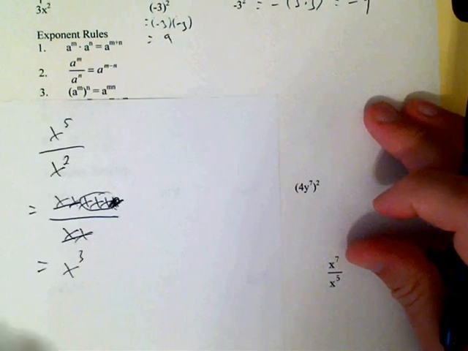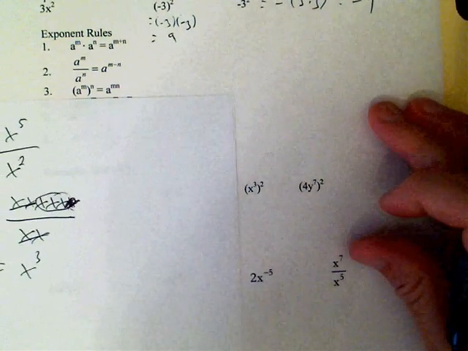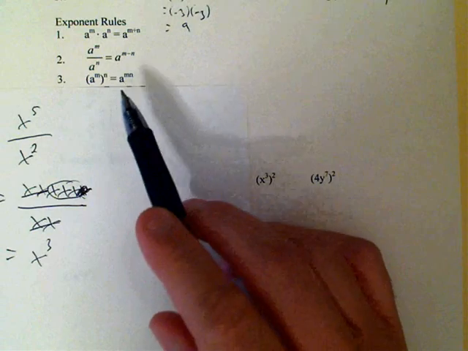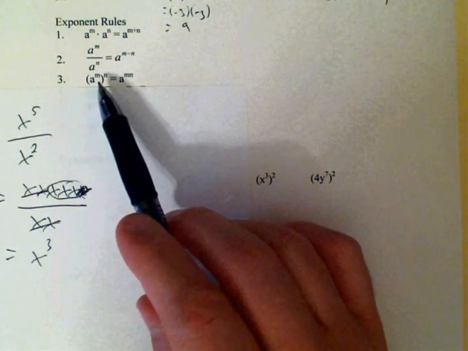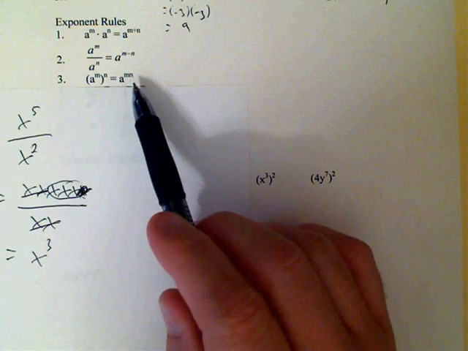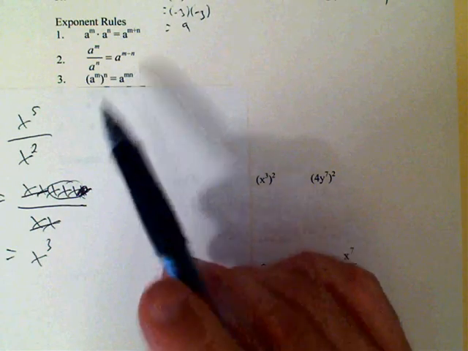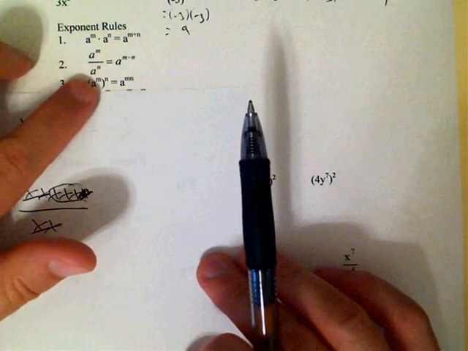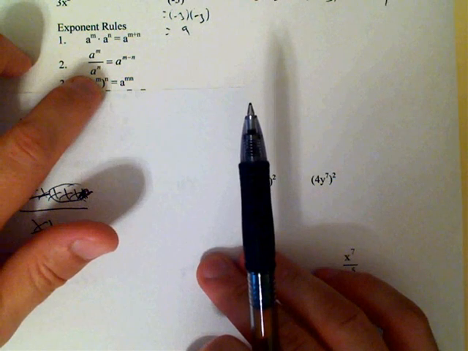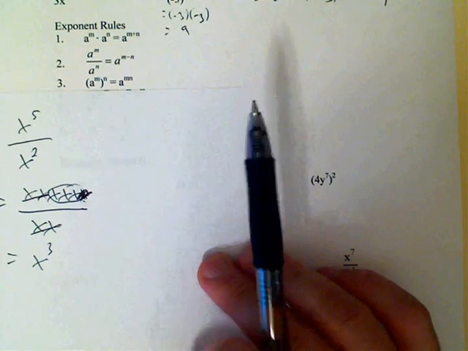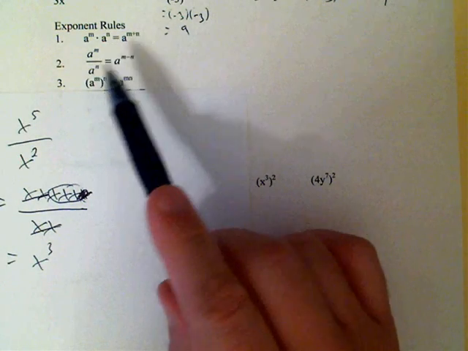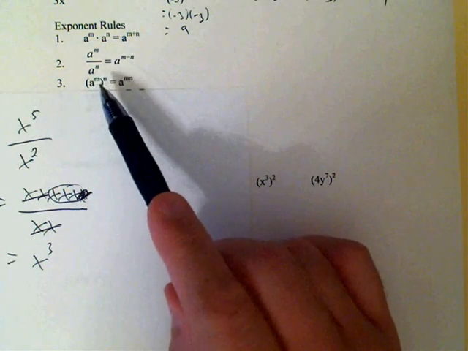Now this next rule says when you have one base raised to more than one exponent, you keep the base and you multiply the exponents. In fact, if I cover up that A, the M and the N looks like multiplication. It's kind of a way to remember it. So when you multiply, you add; divide, subtract. When you raise a power to a power, you multiply.